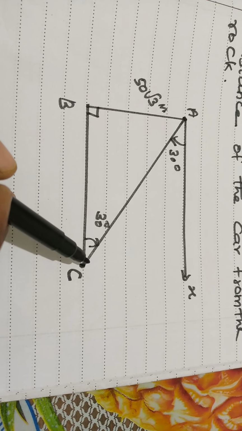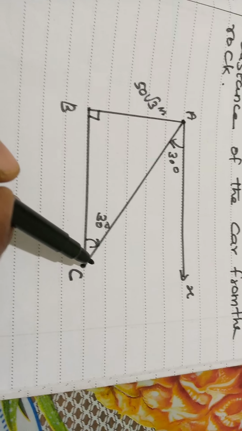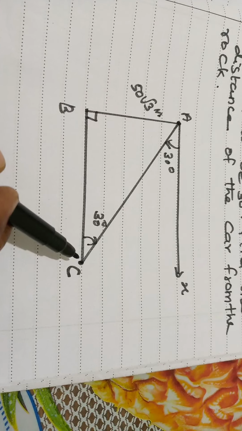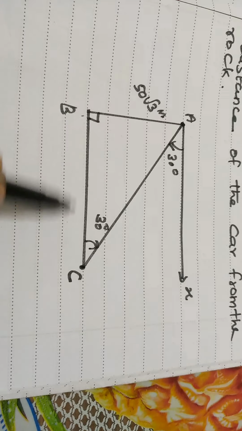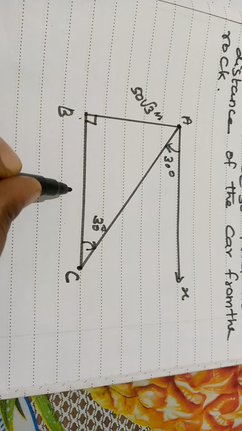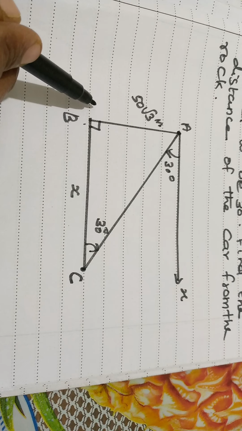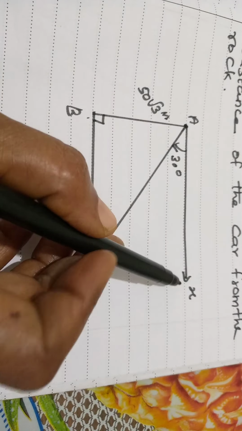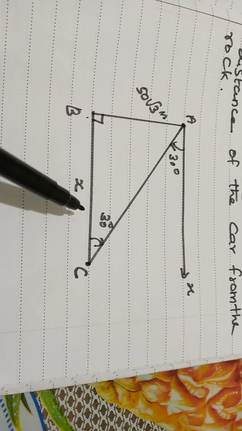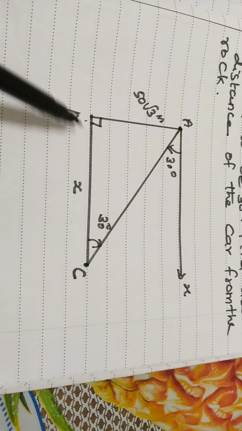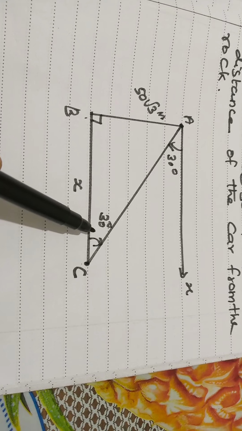So what do you have to find now? Find the distance of the car from the rock. So you have to find BC. Let us take BC as x. AB is the height of the rock. Given angle XAC equal to angle ACB equal to 30 degrees, write that one.